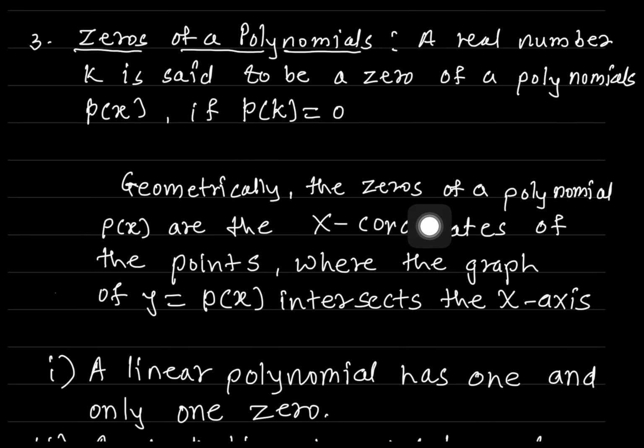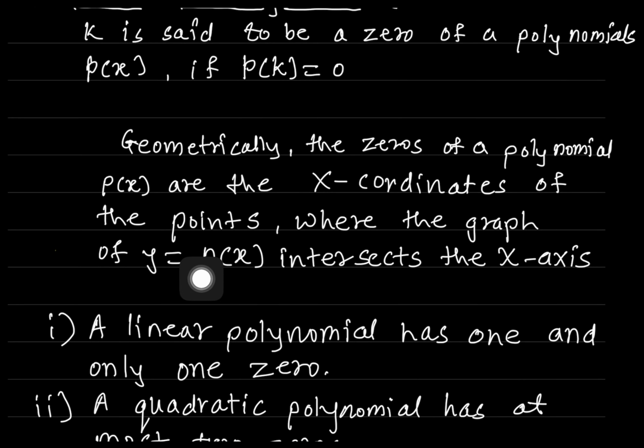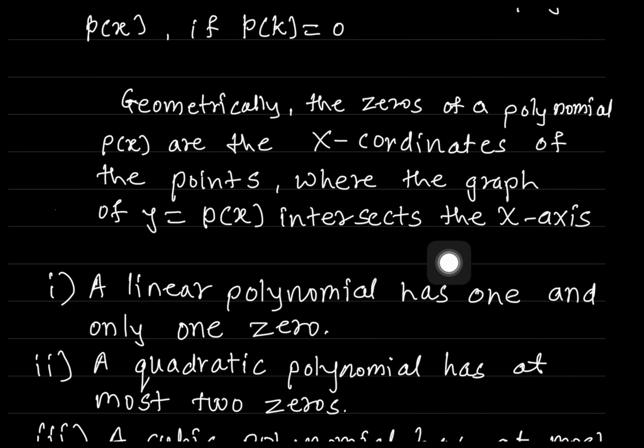Now we have to see the zeros of polynomials geometrically. This geometric view you can use in exercise 2.1.